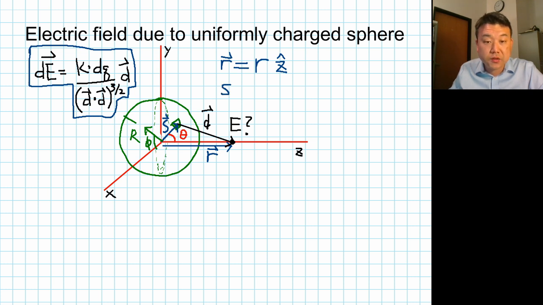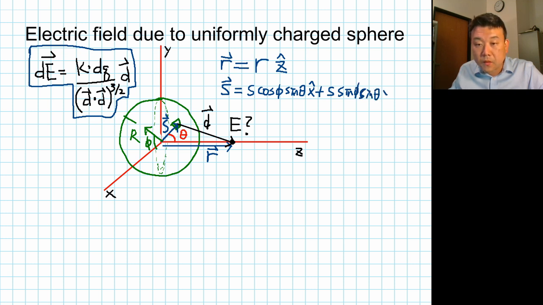When you do, this is the expression that you get for this vector s. It's the same expression that you saw last time, except with the length s. So it's going to be, for the x component, s cosine phi times sine of theta x hat, plus, for the y component, s sine of phi times sine theta y hat, plus, for the z component, s cosine theta z hat.